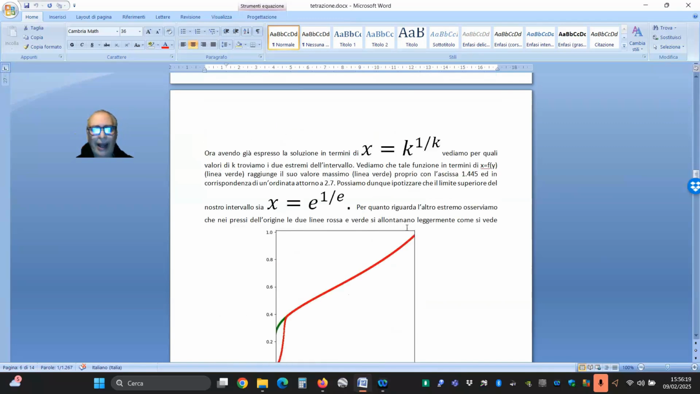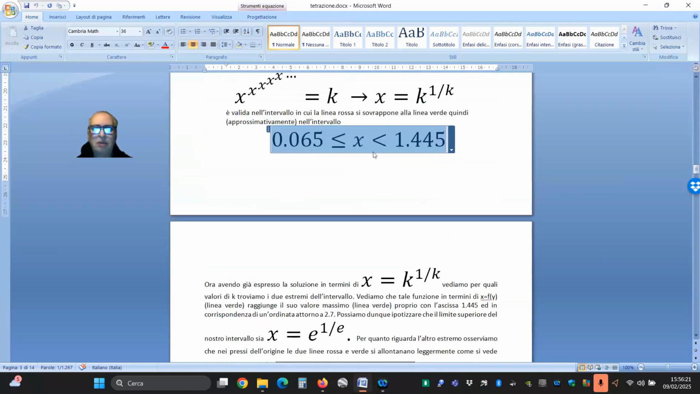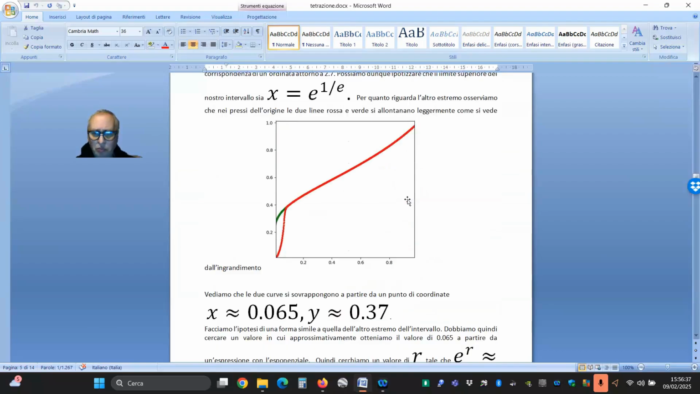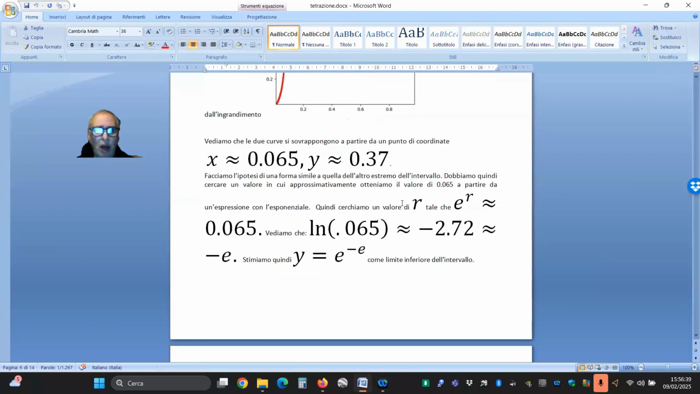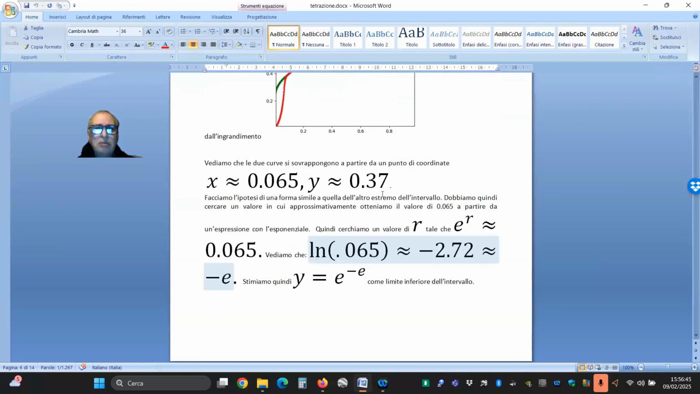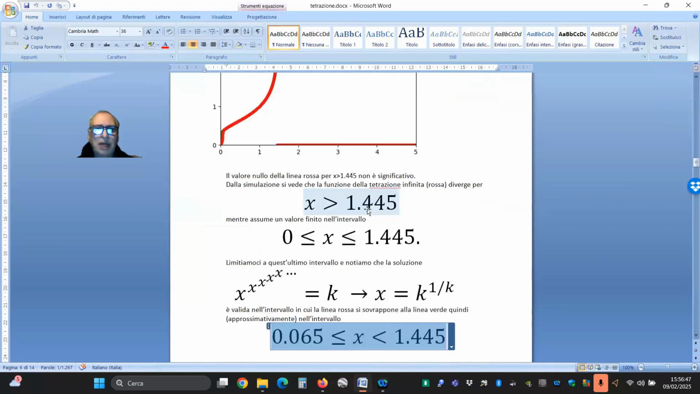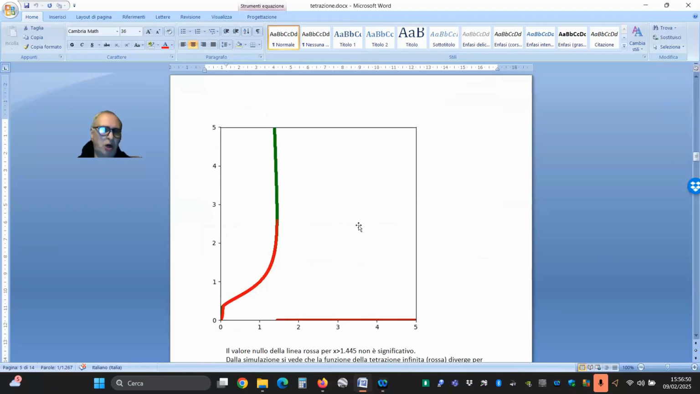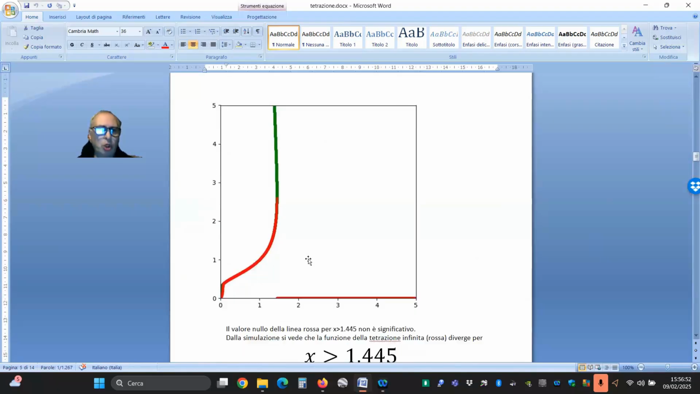And so in the end, we have an interval, let's say, of values that we can write in this way, using the numerical values, but in a more analytical way. We can write e raised to minus e, and here e raised to 1 over e. Actually, there should also be an equal sign here, because you can see that for this value, the function is still defined. There is a small mistake here. So let's move on.